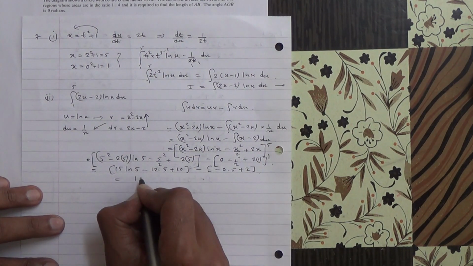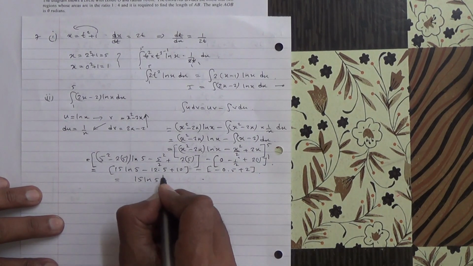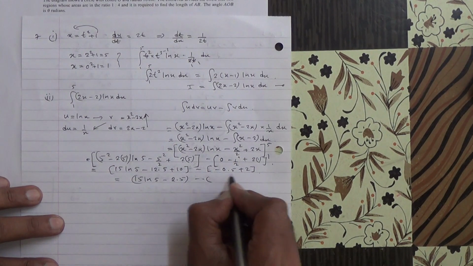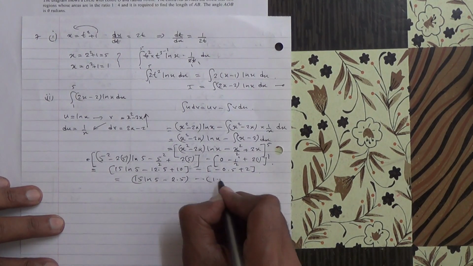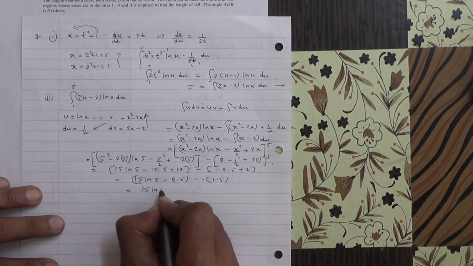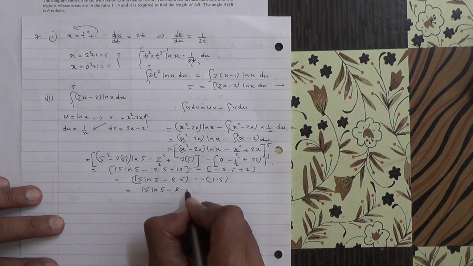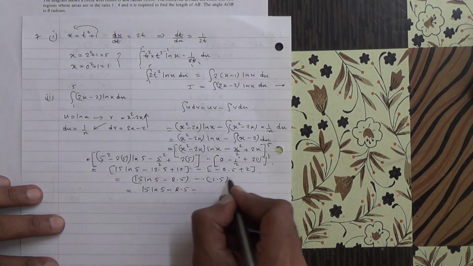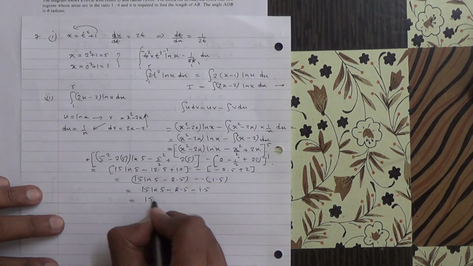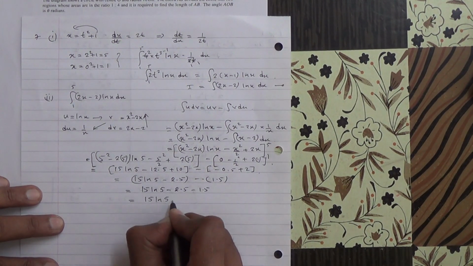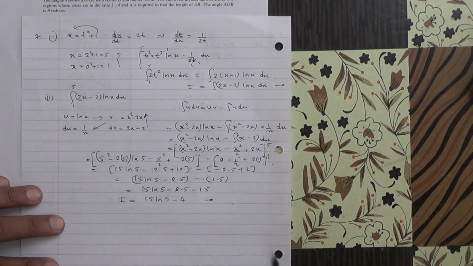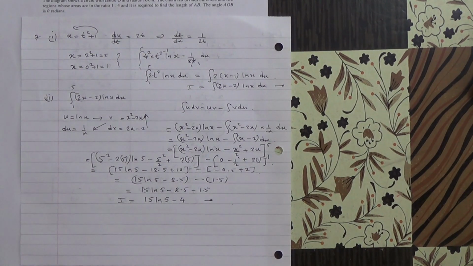So 15 ln 5 minus 2.5 minus 1.5, since 2 minus 0.5 is 1.5. If you evaluate 15 ln 5 minus 2.5 minus 1.5, what we're saying is that this is 15 ln 5 minus 4, and here is the exact value of I. That's for the second part of the question.